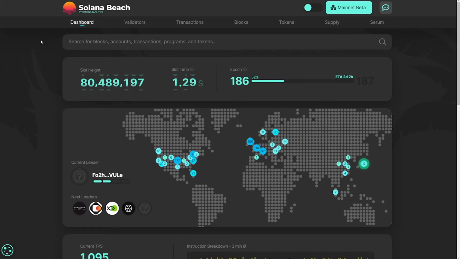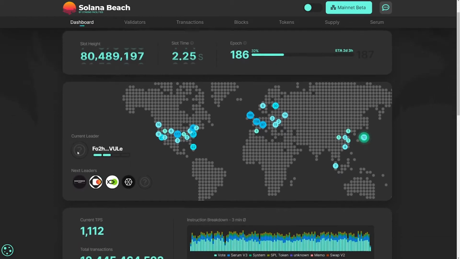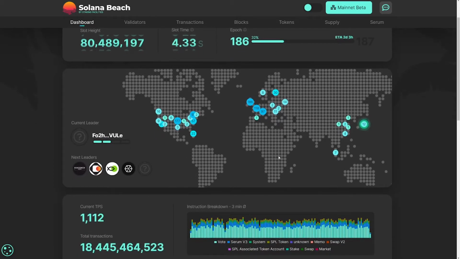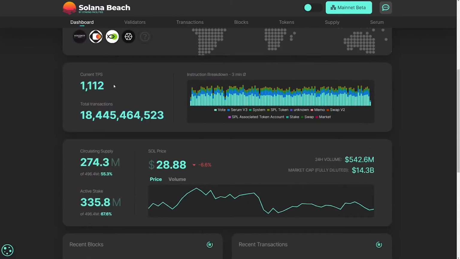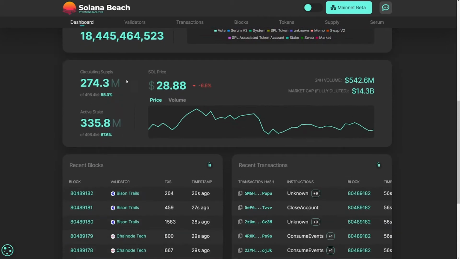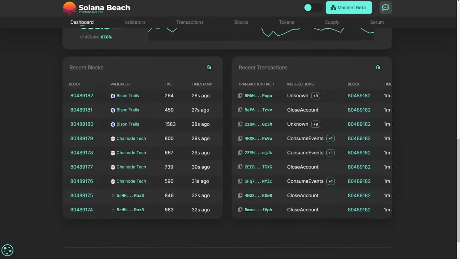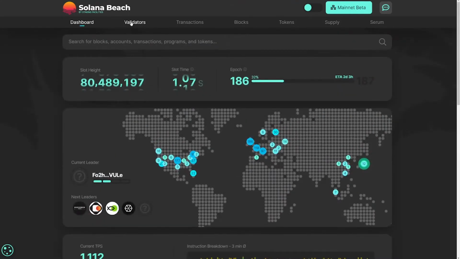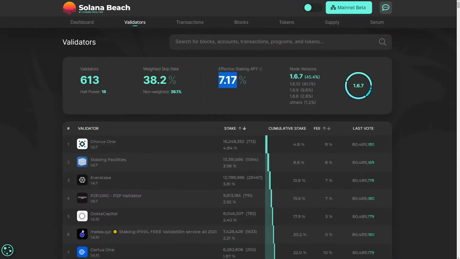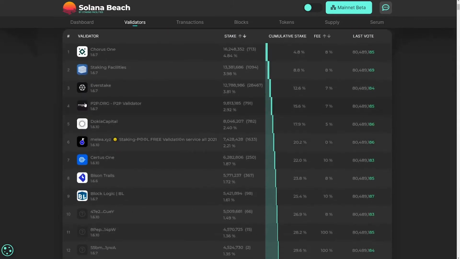And also because they've partnered up with projects like the Graph and others, we can see these nice near real-time infographics and statistics. For example, here on the solanabeach.io, where we can see the progression of the current epoch and the slot height. We can see all the nodes over the world, where are they located, what is the current leader, etc., current transactions per second, but also the circulating supply of the Sol token and recent blocks and recent transactions.